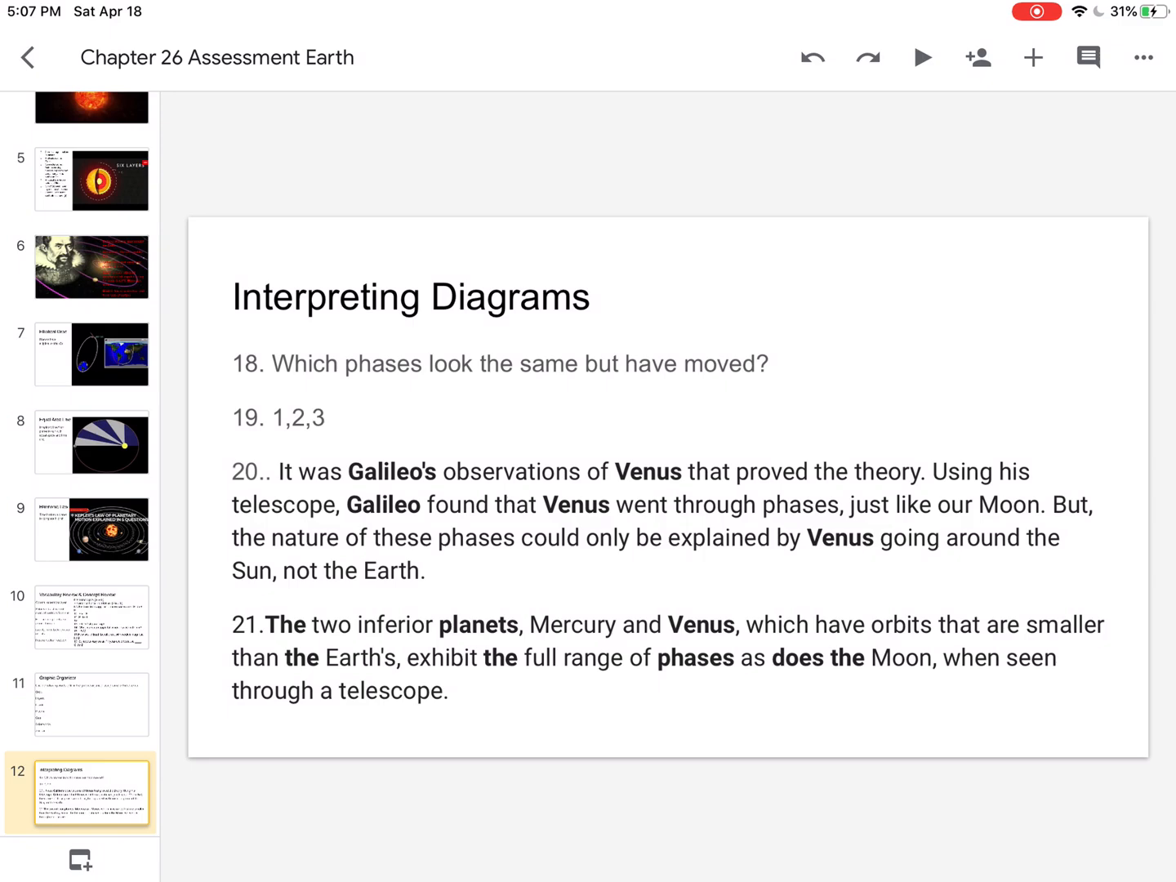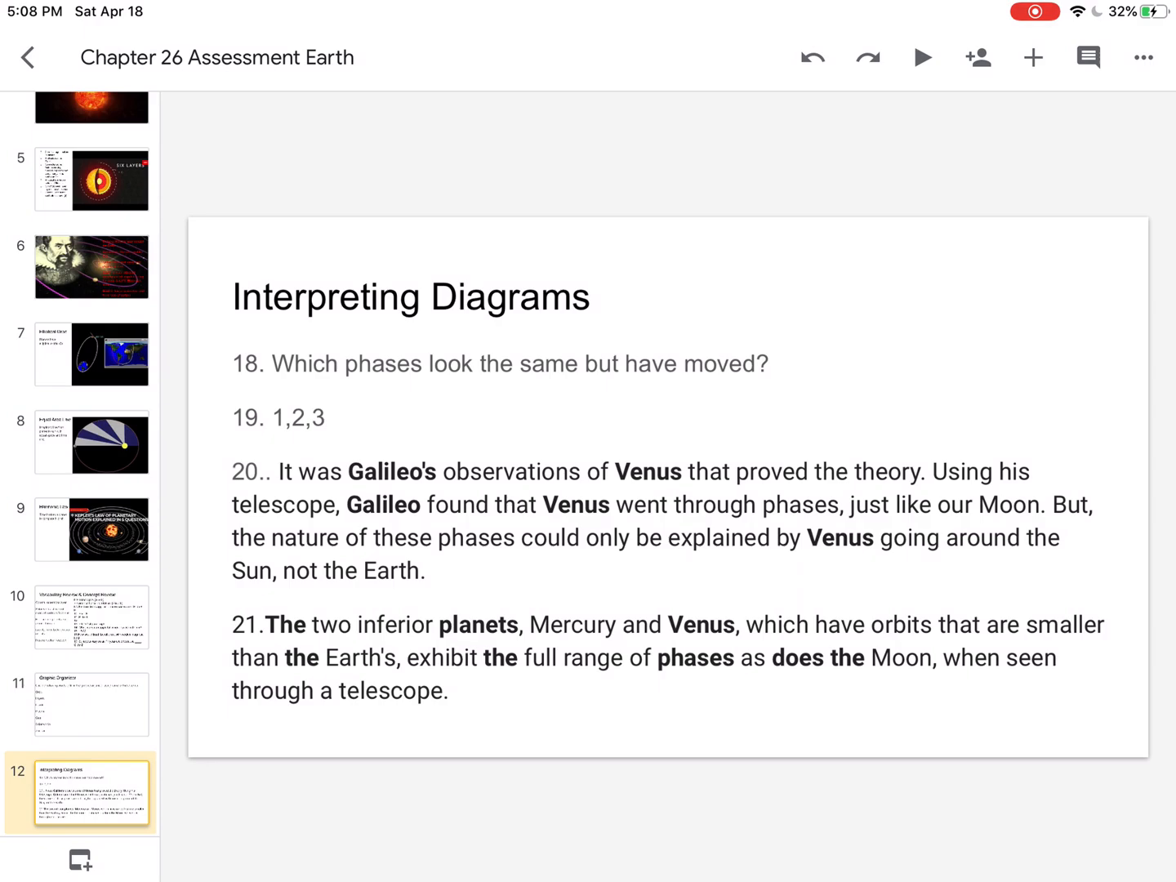Number 20: Why did Galileo's observations of Venus help to disprove the geocentric model of the solar system? So it was Galileo's observation of Venus that proved the theory. Using his telescope, Galileo found that Venus went through phases just like our moon. But the nature of these phases could only be explained by Venus going around the sun, not the earth. So a long time ago, people thought that everything went around the earth. And then later on, through Galileo's observations, they learned this wasn't true.